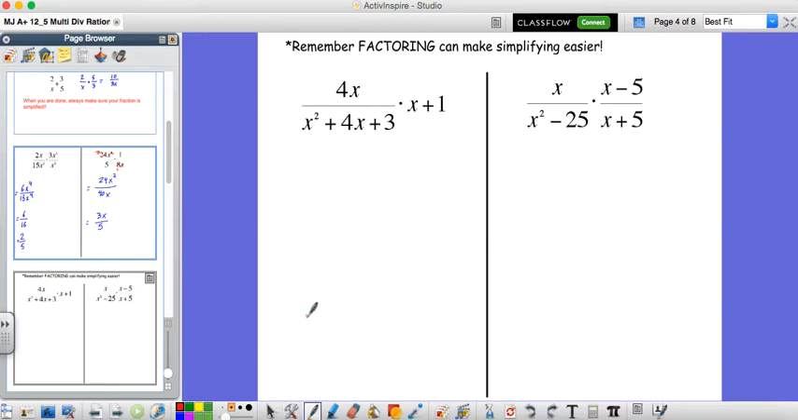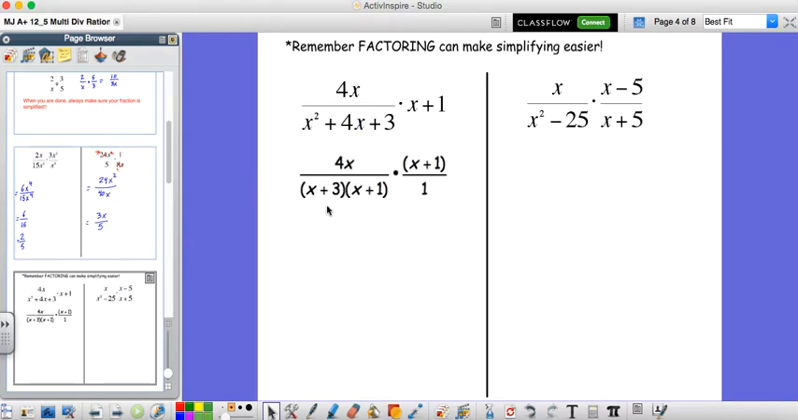Okay, a little bit more involved now. What we can do here, we have 4 divided by x squared plus 4x plus 3 times x plus 1. We're given a little note here. Remember, factoring can make simplifying easier, so let's factor the denominator here. What two numbers multiply to 3 but add to 4? Well, 3 and 1. So this is the same as 4x divided by x plus 3 times x plus 1 times x plus 1 over 1.